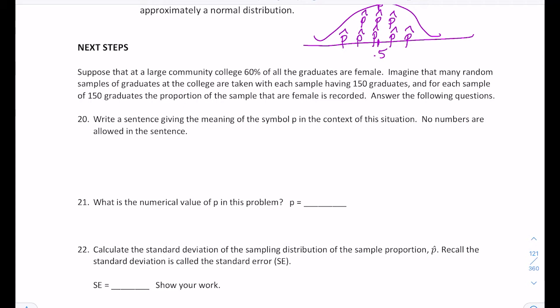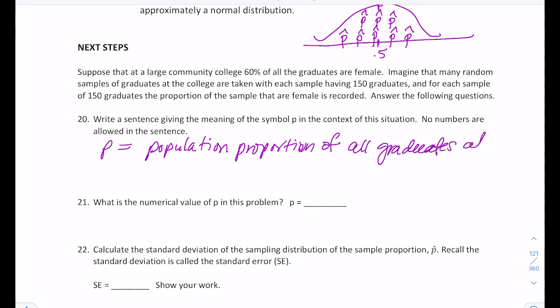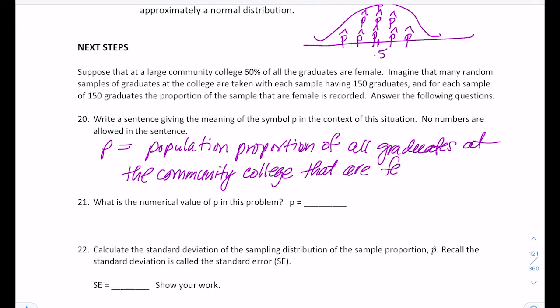So the first question says, write a sentence giving the meaning of the symbol p in the context of this situation. No numbers are allowed in this sentence. So here, p is going to equal the population proportion of all graduates at the community college that are female. The numerical value of p in this problem is 60%. So that's 0.60.